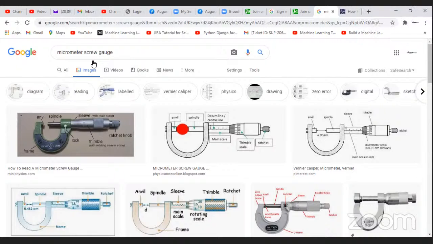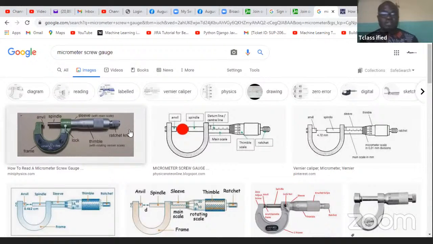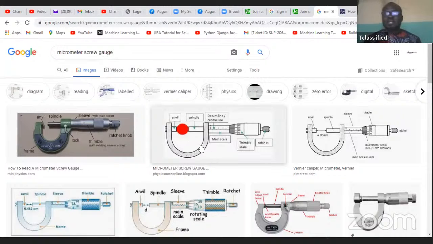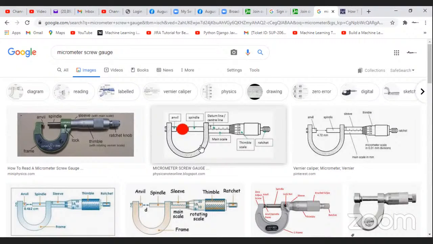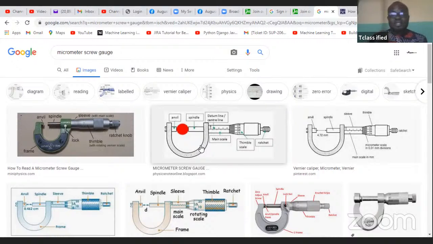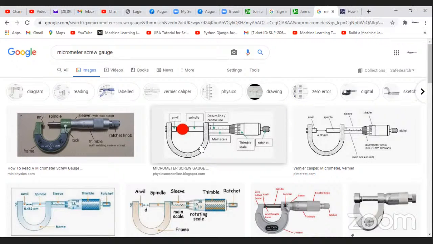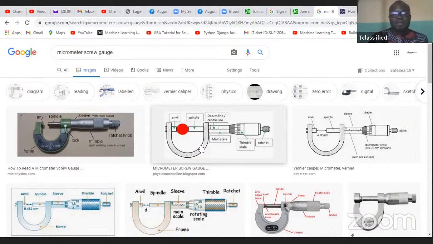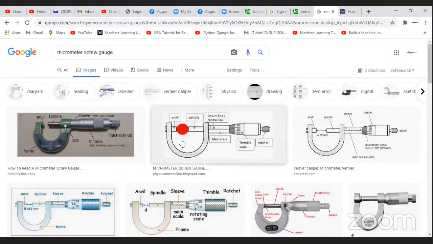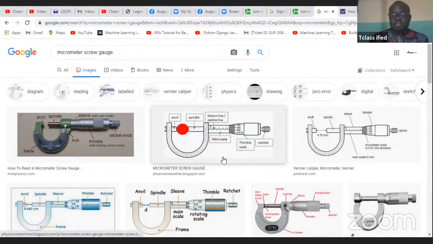Yeah. Okay, so this is a micrometer screw gauge. Like I said, if you want to measure something that is even smaller, when you want to take a smaller length, that's when you use a micrometer. Hello. Can you hear me? I can hear you. Okay, I'm already speaking. Can you see the image of the micrometer screw gauge?